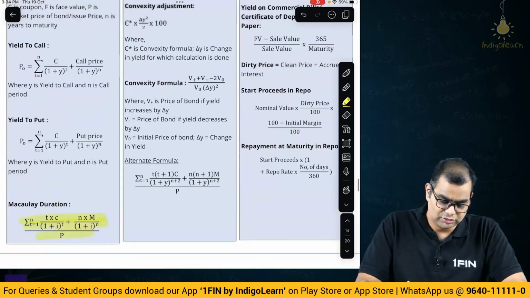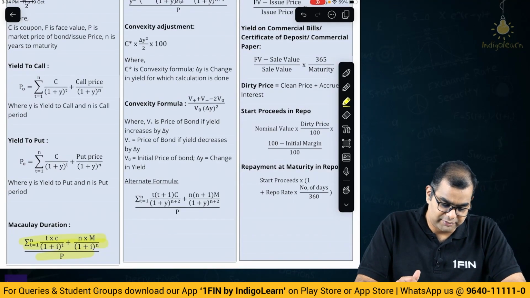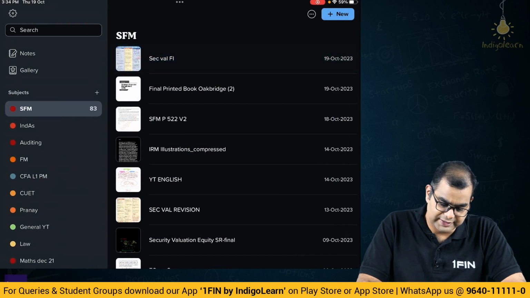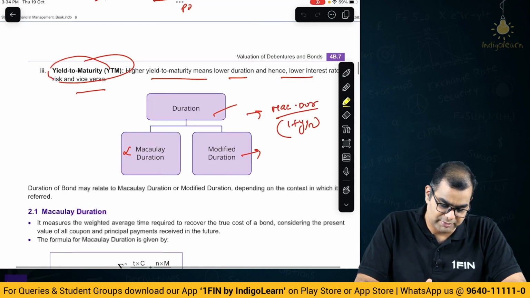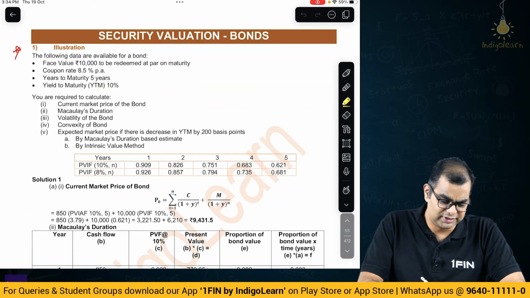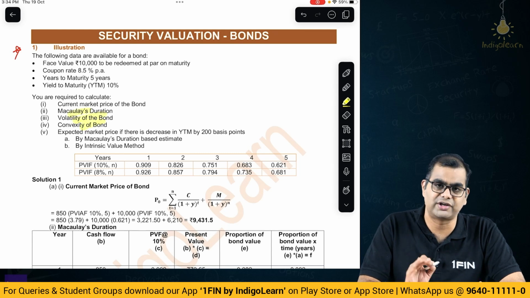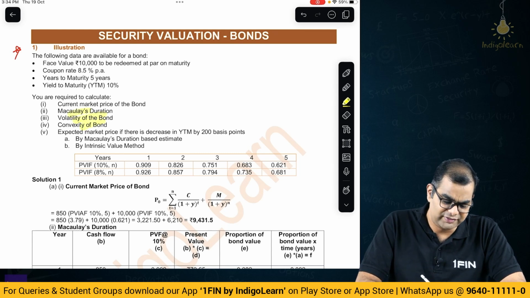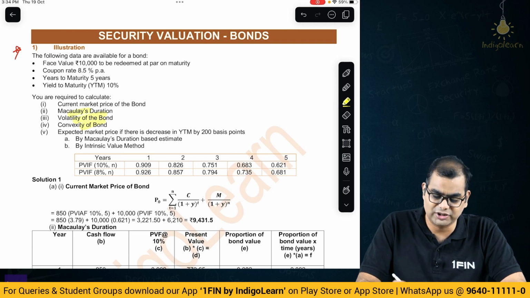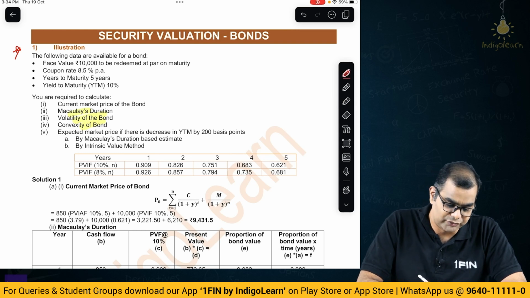Okay, now let me show a problem to you, and then you will understand this much better. Let us look at the very first problem. This has a bunch of other things. We will ignore those. Macaulay duration, volatility, convexity, all of that will come later. Or even we can see Macaulay duration but not modified, but not the other aspects. We will come to the other aspects. Let us look at this simple problem.